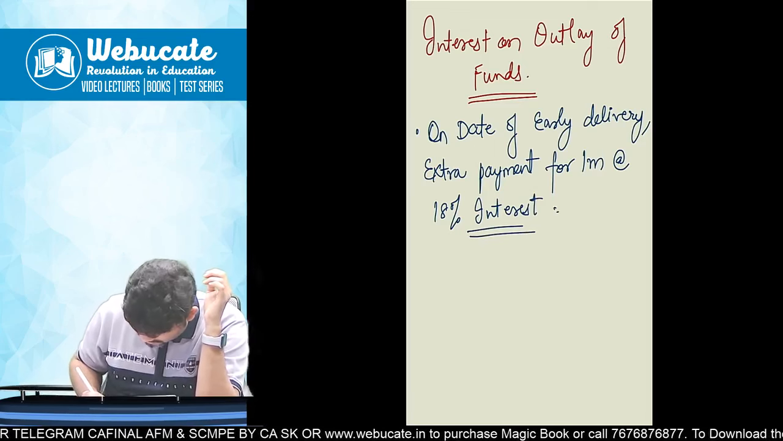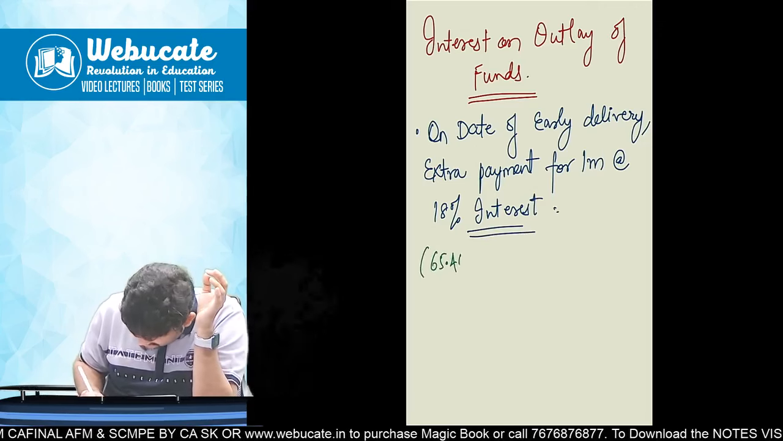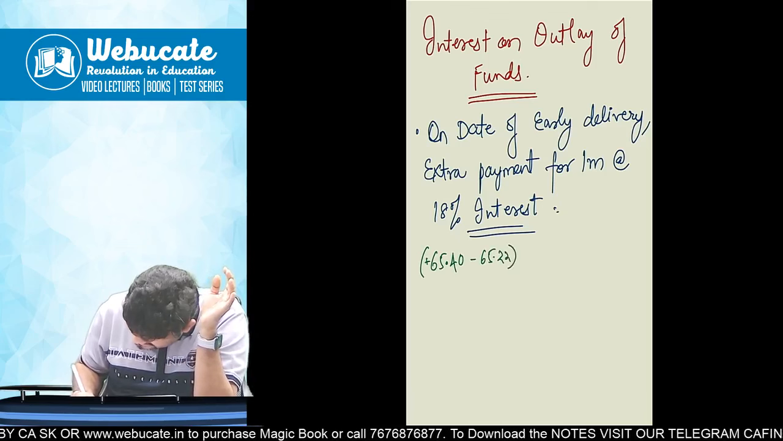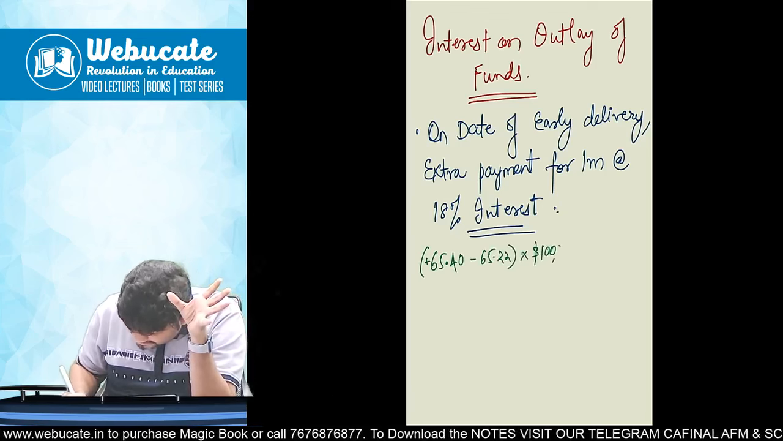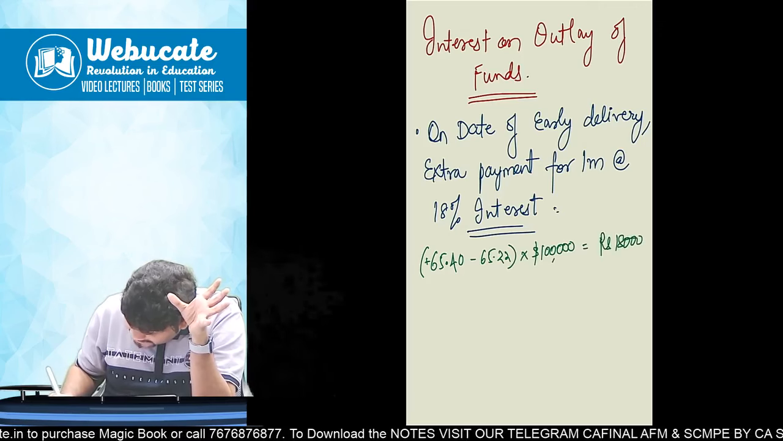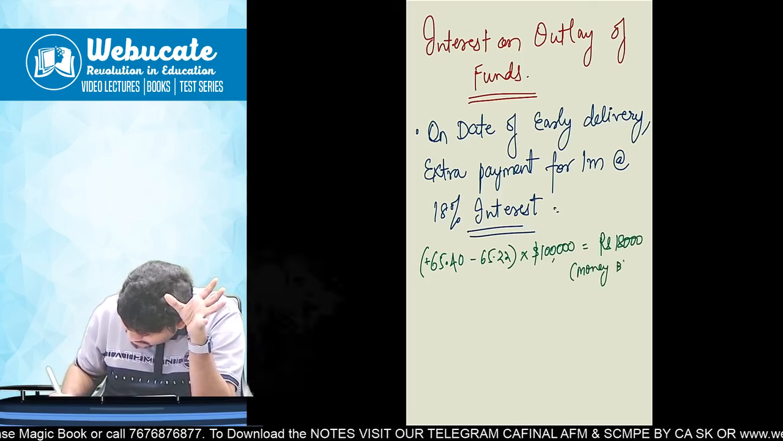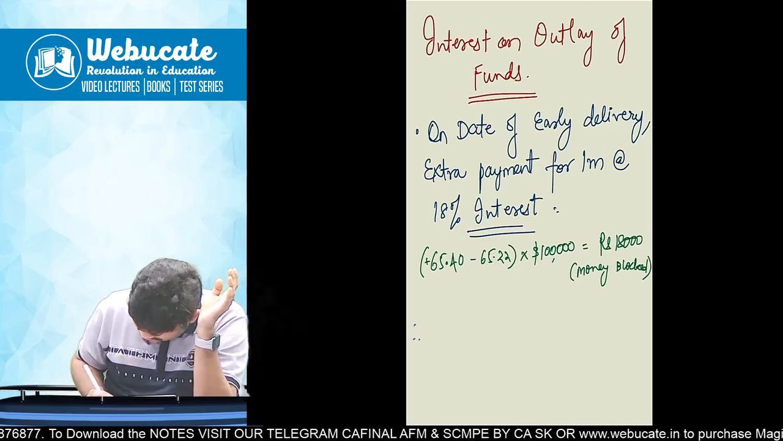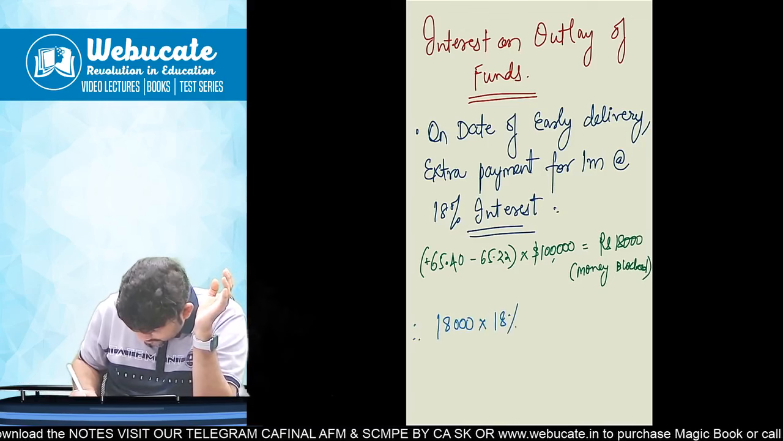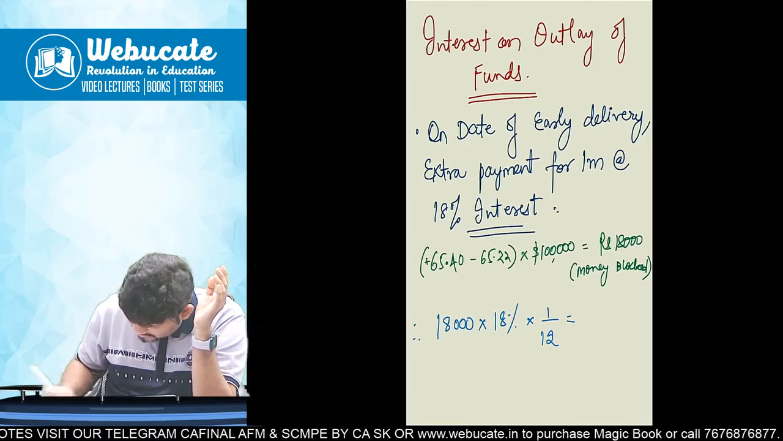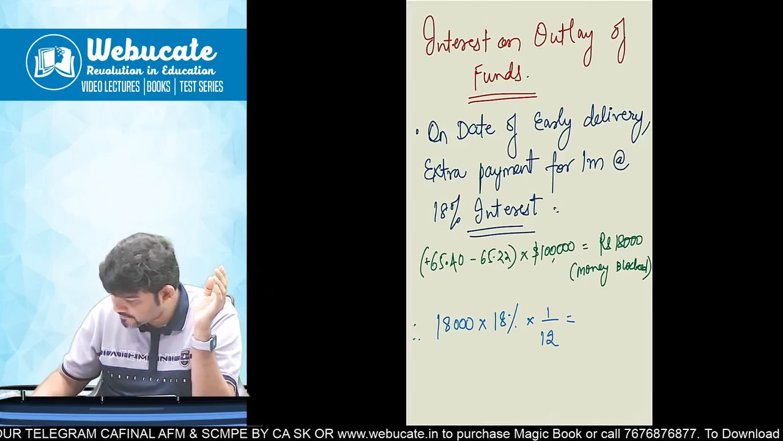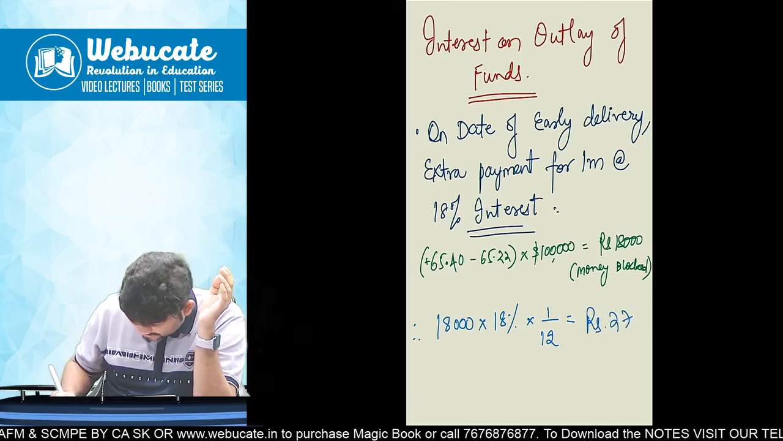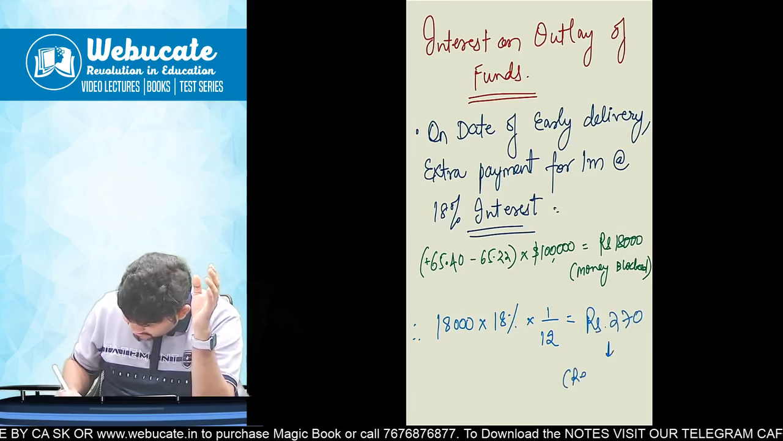So, what is the loss? We will write here 65.4. I was going to give that, but on the day I had to unnecessarily give it 1 month earlier. But that day only I recovered 65.22 also. So, effectively, how much money got blocked? ₹18,000. Money blocked. Therefore, 18,000 into 18% for 1 month. So, it will be ₹270. Correct. ₹270. Again, recover from customer.